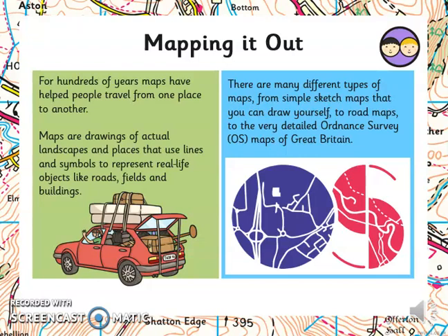So, for hundreds of years, maps have helped people travel from one place to another. Maps are drawings of actual landscapes and places that use lines and symbols to represent real life objects like roads, fields, and buildings. There are many different types of maps, from simple sketch maps that you can draw yourself to road maps, to the very detailed Ordnance Survey maps of Great Britain.